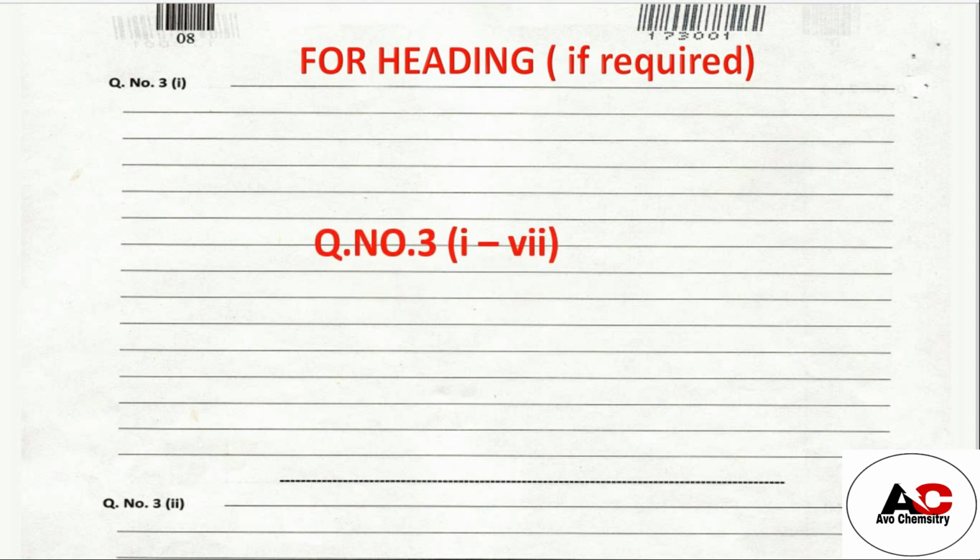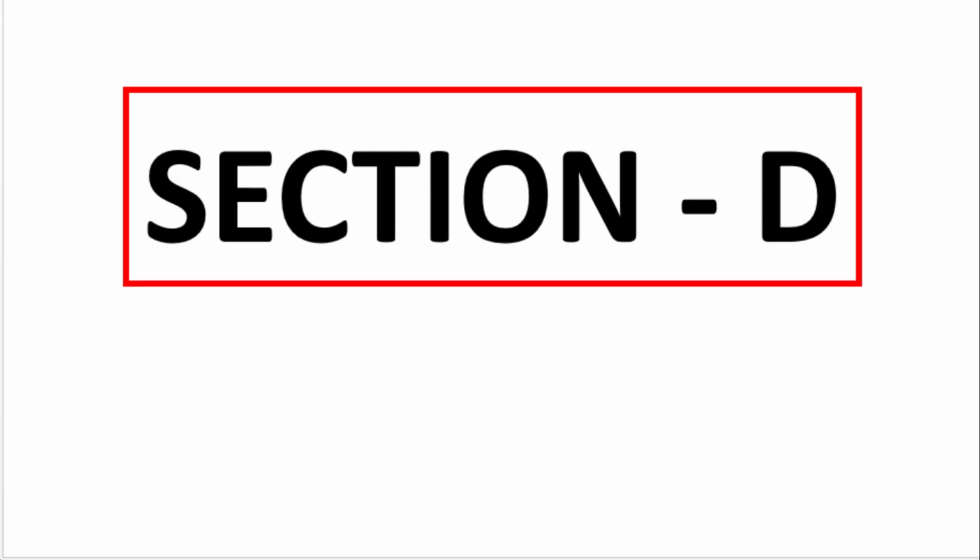In section C, you attempt question number 3 that has almost 7 parts, and out of these 7 parts, you have to attempt any 5. And same as in case of section B, there are total 14 lines given to you to attempt the short question answers of section B and section C.